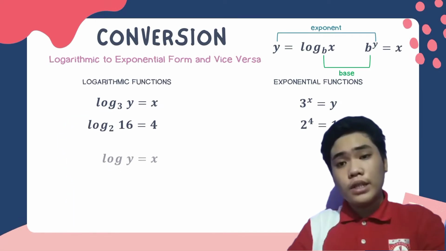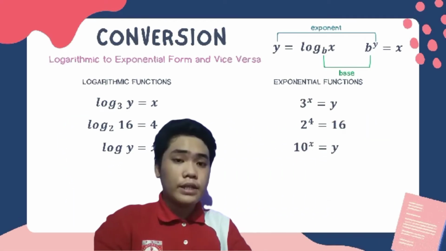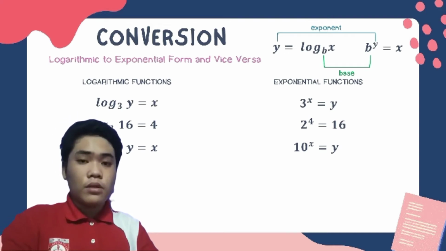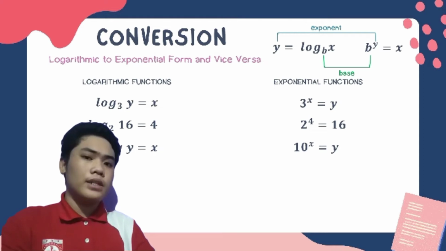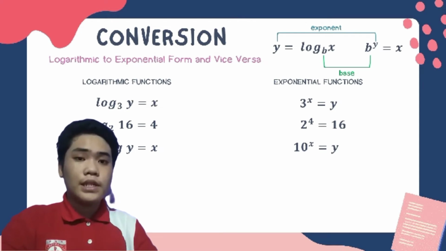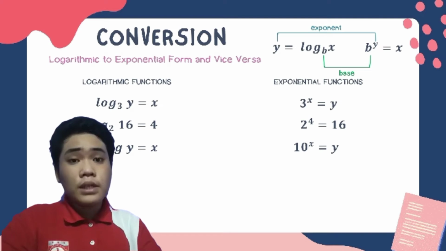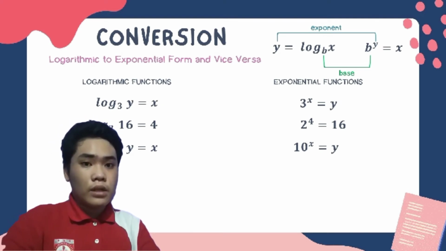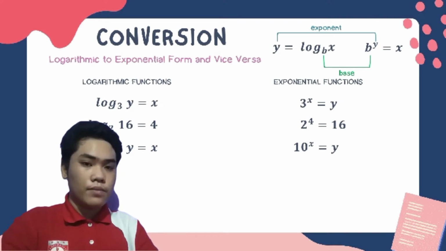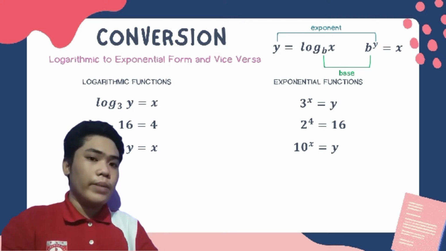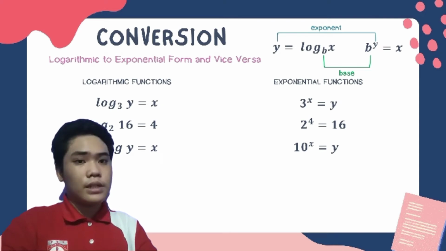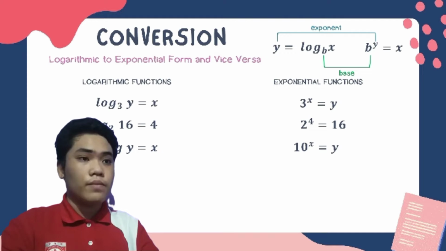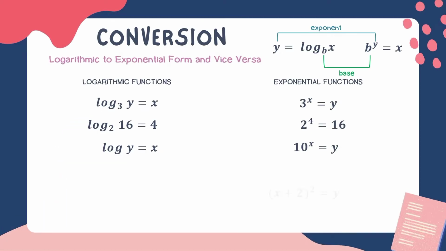Easy, right? Log of y equals x, and its exponential form is 10 raised to x equals y. Now you all might be asking, where did 10 come from? There's really a simple explanation to that. Since we don't have any indication of a base in the logarithmic function, it is called a common logarithm. A common logarithm doesn't show any base, and since it doesn't have any base, the automatic value will be 10. So yeah, 10 raised to x equals y.